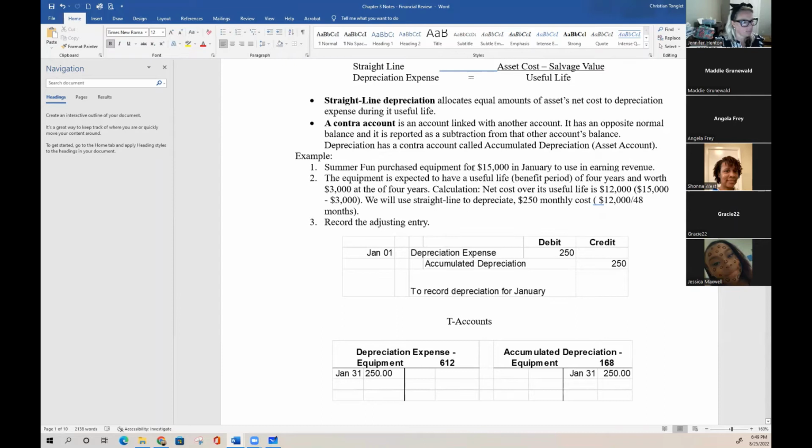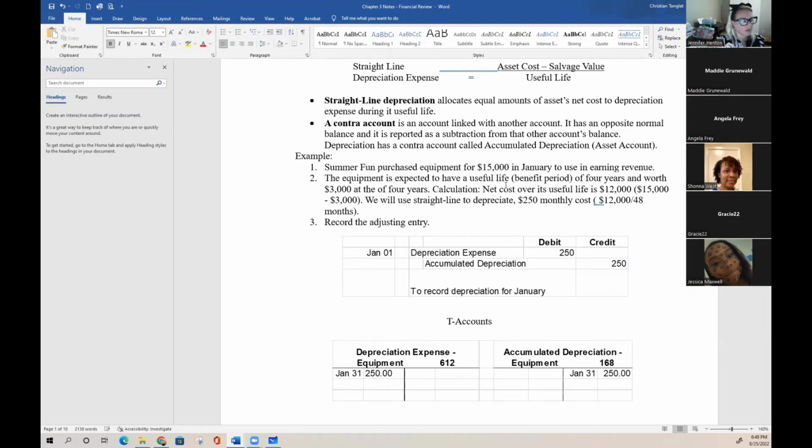So I purchased some equipment for $15,000 in January. The equipment is expected to have a useful life of 4 years. It's worth $3,000 at the end of the 4 years. So I'm going to do my calculation. The depreciable amount is 12,000, which is the 15,000 that I paid minus the 3,000. Then I'm going to divide it by 4 because I had 4 years. So that gives me a yearly number.